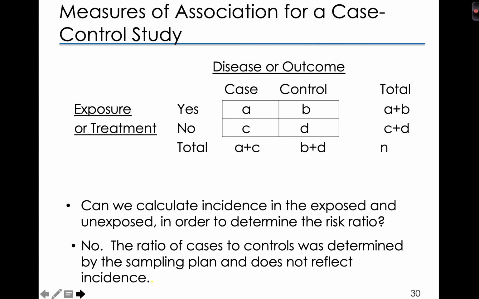But if what we've done is a case control study, and we've selected cases based on the outcome, and then we've selected some random sample of the theoretical cohort as our controls, can we then calculate incidence in the exposed and incidence in the unexposed in order to determine the risk ratio? That's what we would have done for a cohort study, but we cannot do that because the ratio of cases to controls was determined by the study sampling plan and does not reflect incidence.